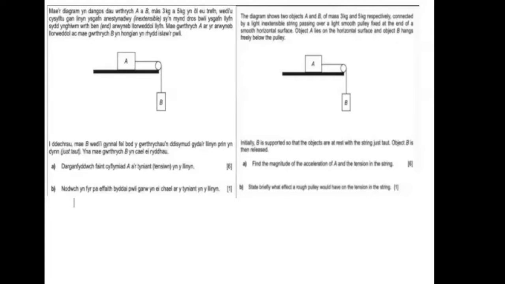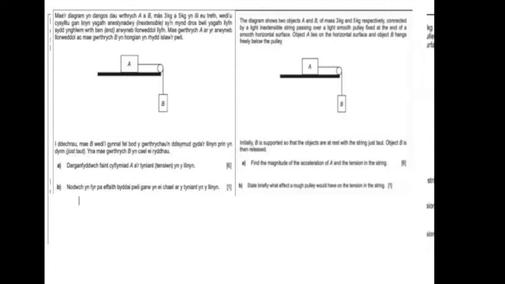It is an inextensible string. The string does not stretch. Then it is a smooth pulley. A smooth pulley is suggesting there is no friction. And also it is a smooth horizontal surface. So mass A has no friction acting upon it. We only need to consider what happens to mass A and mass B.